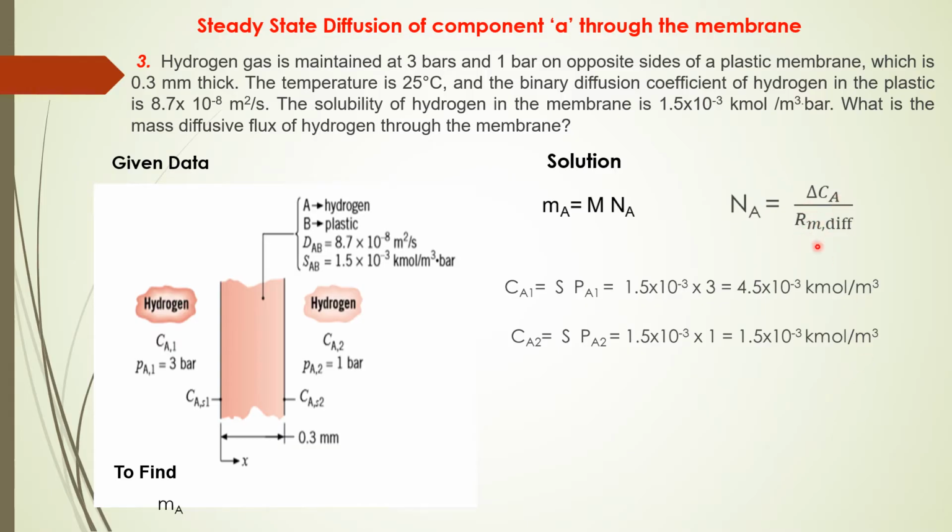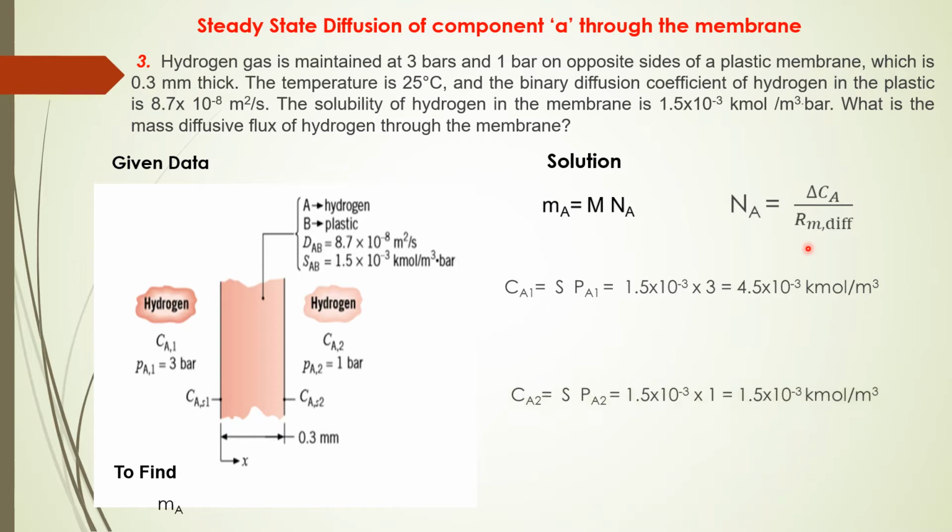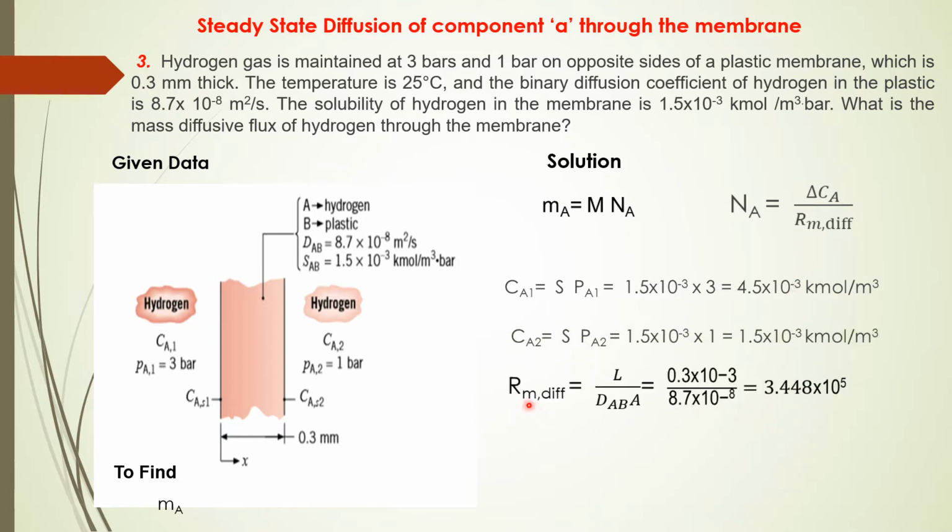Next we have to find the resistance. We know that it is L by D_AB into A. L is the thickness, 0.3 mm, so 0.3 into 10 power minus 3 meter. D_AB is the diffusion coefficient, which is given as 8.7 into 10 power minus 8 meter square per second. The area is not given, so we take per unit area, so it is equal to 1. So we got the resistance.